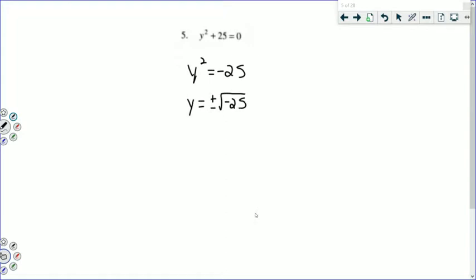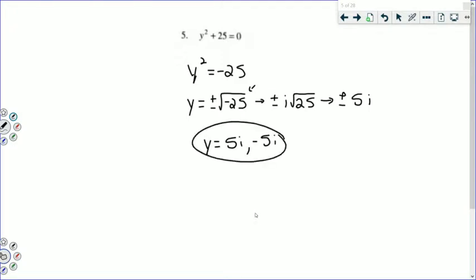However, whenever you take the square root of a negative number, we want to make sure to take i out in that case. So we have plus or minus i times the square root of 25. But the square root of 25 is 5, so we're just going to say plus or minus 5i. So in that case, we end up with y equaling 5i as well as negative 5i. And there's our solution.